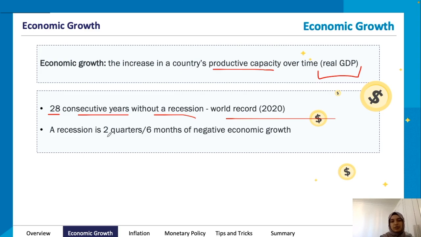The recession is 2 quarters or 6 months of negative economic growth. So that's a definition of a recession. Okay, so make sure you do understand that.